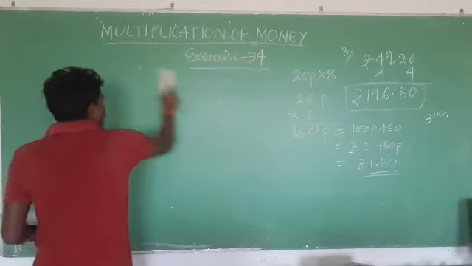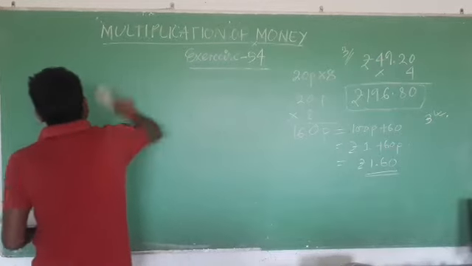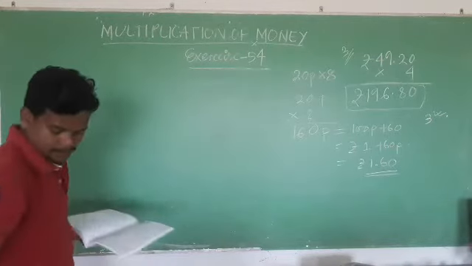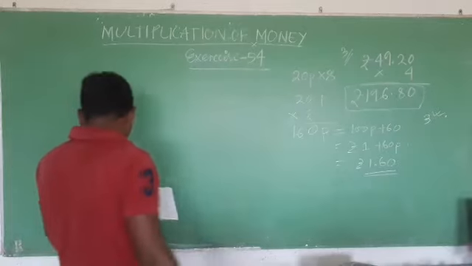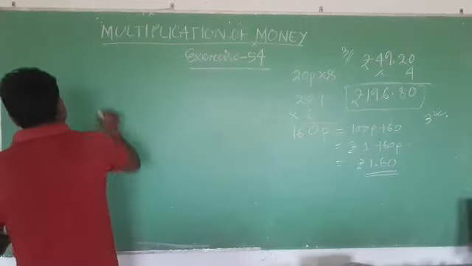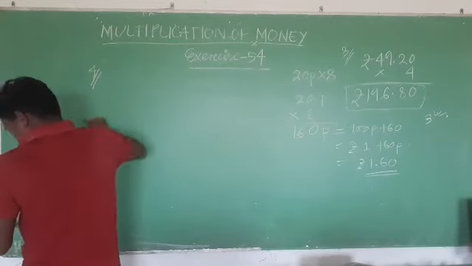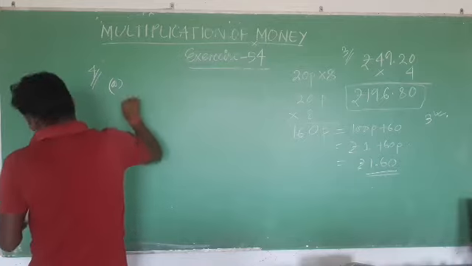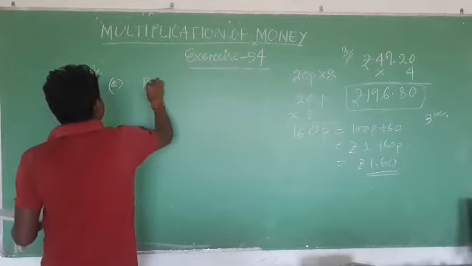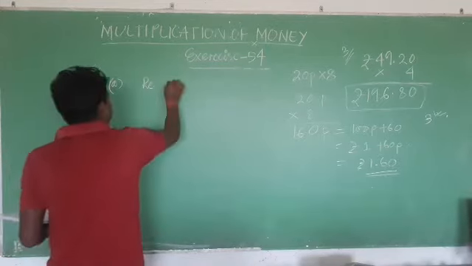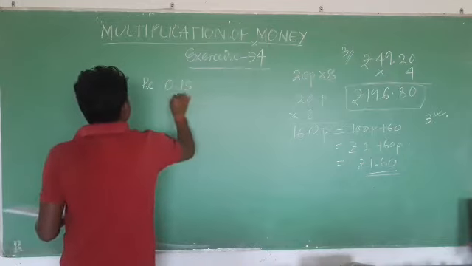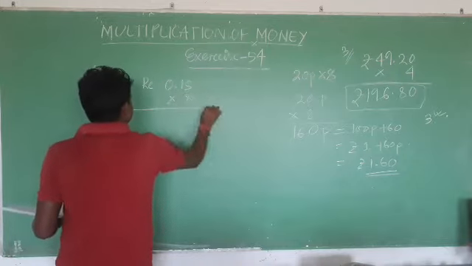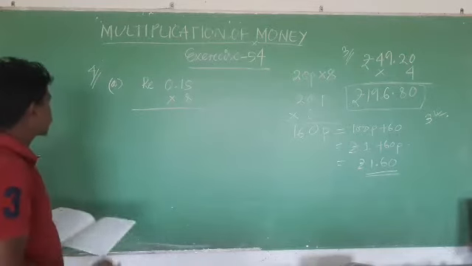remember I am always telling that 100 paisa makes 1 rupee. So 200 paisa makes 2 rupees, 400 paisa makes 4 rupees. In case of question number 4, it is given like this, rupee, okay, not rupees, rupee 0.15 into 8. We will do it.